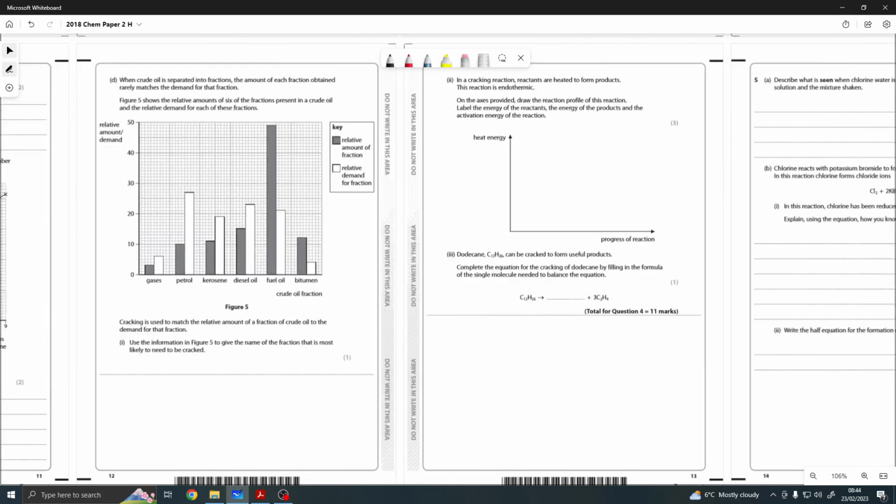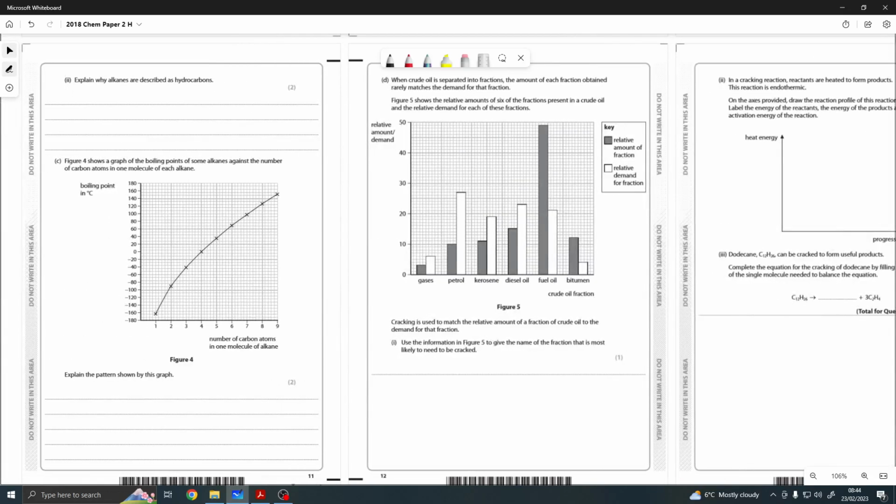Right, what's next? Oh, a graph. Oh, 2 graphs. Right. Why are alkanes described as hydrocarbons? Okay. Now, the key here is a hydrocarbon contains only. That's the key. Only. Okay. Contains hydrogen and carbon.